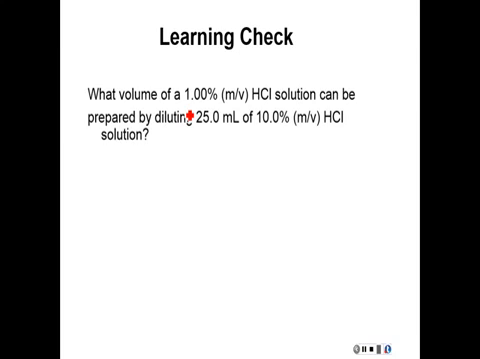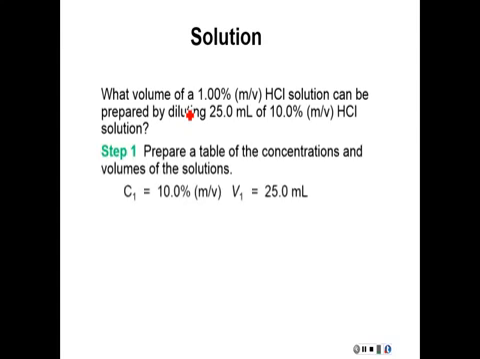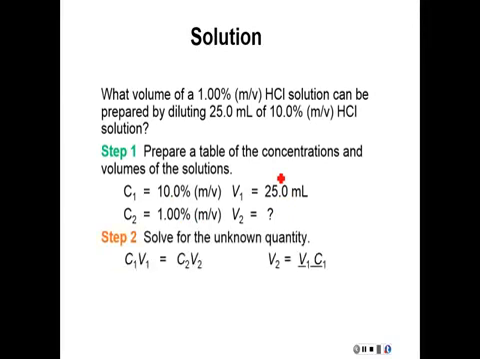All right, and here is the solution. Here's the problem again. Copy out the data and label it. So let's just look at the numbers. They're easy numbers. Here, 10% to 1%, so we're dividing 10 by 1. So if I divide 10 by 1, I should then be multiplying this by 10. I bet my answer is 250. So I start with my formula. I'm looking for V2, so I'm going to divide both sides by C2.